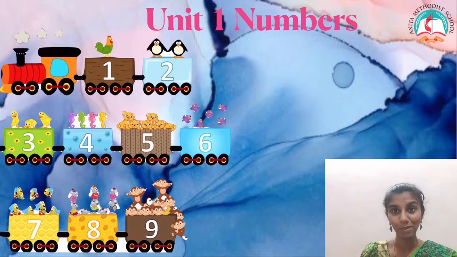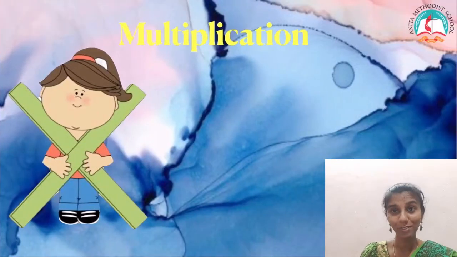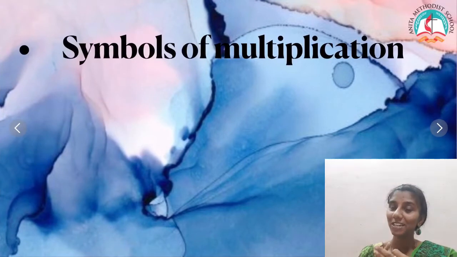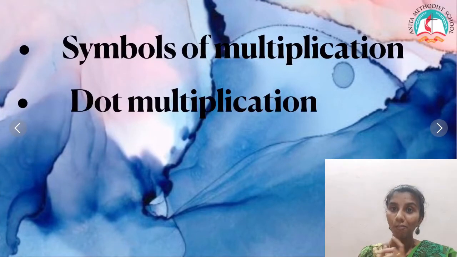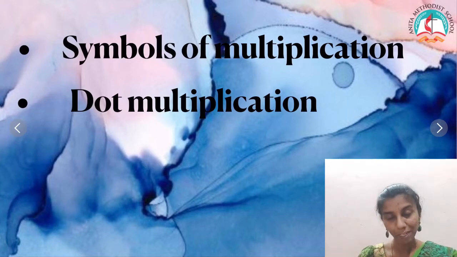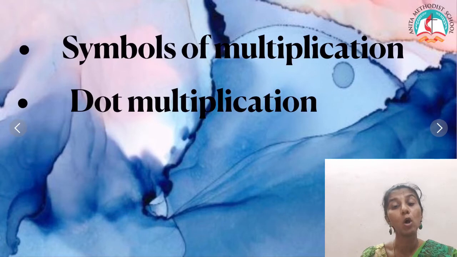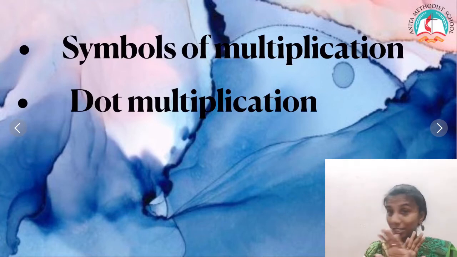Unit 1 numbers. In that, we are going to see multiplication, symbols of multiplication and dot multiplication. First, I'm going to teach you multiplication. Multiplication is adding the same number a specified number of times. Don't get confused. I will give an example.